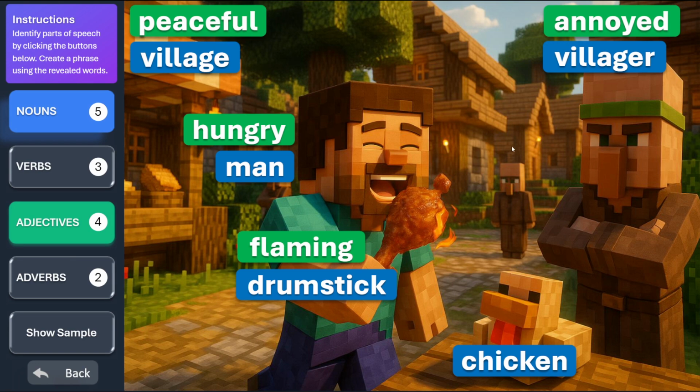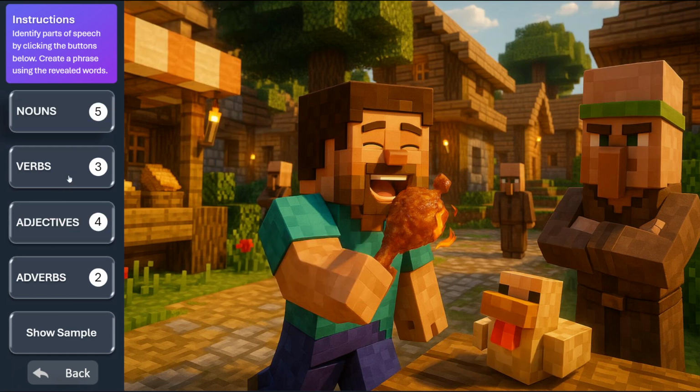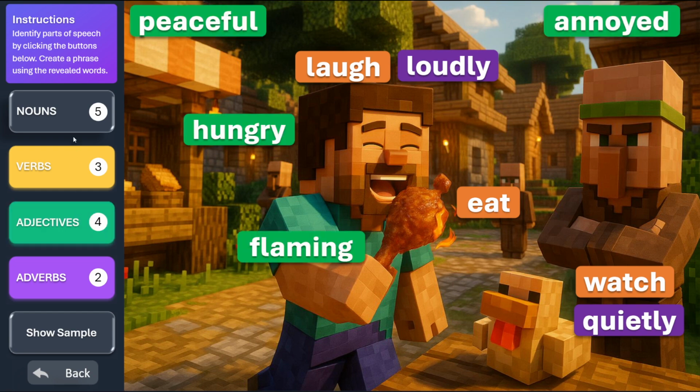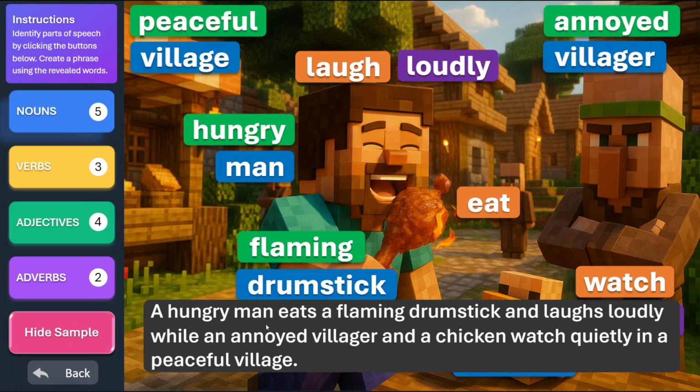And if I added some adjectives, I might say, what type of village is it? Well, it looks like a peaceful village. What kind of villager? He looks annoyed. How about the drumstick? Well, it's flaming. I can see it's hot. And the man, well, he looks hungry. Or I could say, what about the verbs? How could I describe those verbs? Say, well, he's laughing loudly, maybe. And they're watching quietly. And then we put them all together and we say, a hungry man eats a flaming drumstick and laughs loudly while an annoyed villager and a chicken watch quietly in a peaceful village.